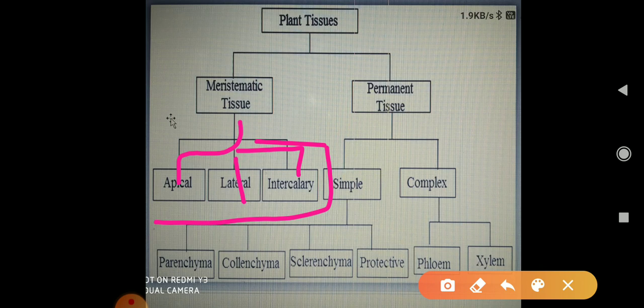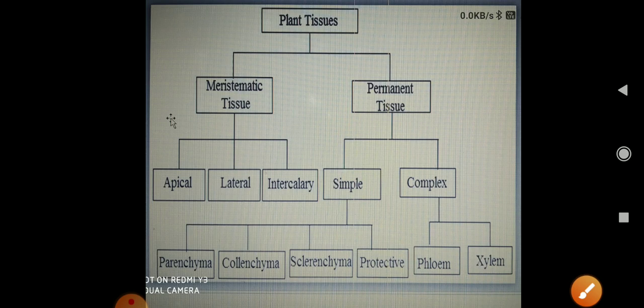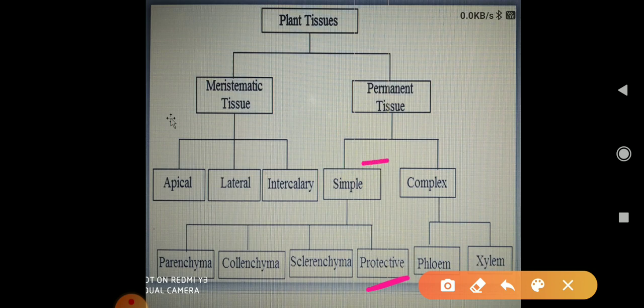Now next is the permanent tissue. Permanent tissue is of two types, complex and simple. Today we are not going to study the complex. We will study only the simple permanent tissue. Simple permanent tissue is mainly of three types. One more additional is also there. The three are Parenchyma, Collenchyma and Sclerenchyma. Today we will study about this only.